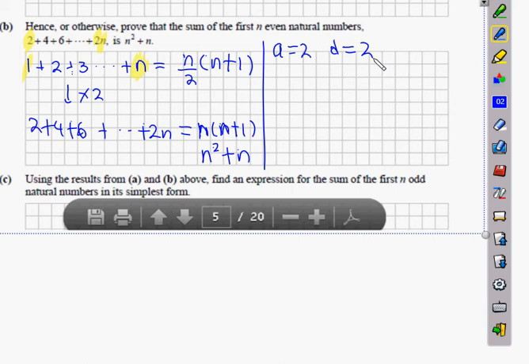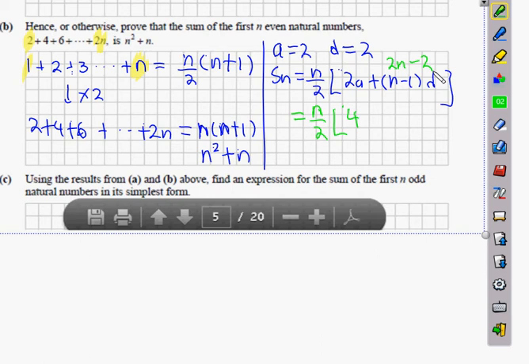2 for this part here, 2, 4, 6, 8, yeah? It's an arithmetic series. So then I'll just say Sn equals n over 2 into 2a plus n minus 1 times d. And then once I look at that, I say, okay, that's going to be n over 2 into 4. That's going to be 2n minus 2, isn't it? When I multiply d, which is 2, by n minus 1.